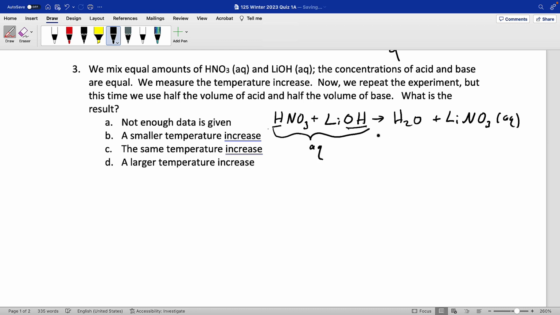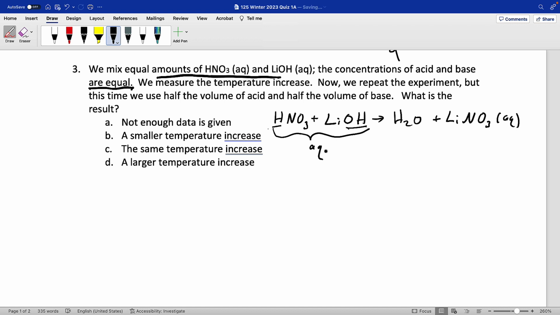Okay, so the question is, what happens if we do this at different length scales? How does that affect delta T? Well, if we think about this, what we're doing here is cutting the volumes in half. Notice there's not a limiting reactant here, right? We're using equal amounts of the acid and base, and the concentrations are equal. So we need to supply these in a 1-to-1 molar ratio, and we are, because the concentrations and volumes are the same.